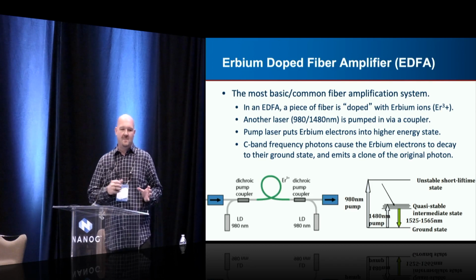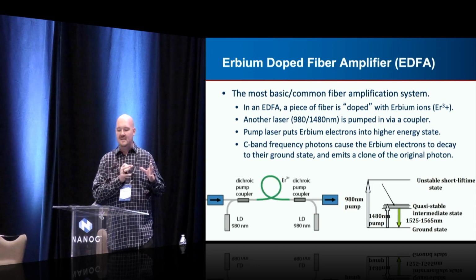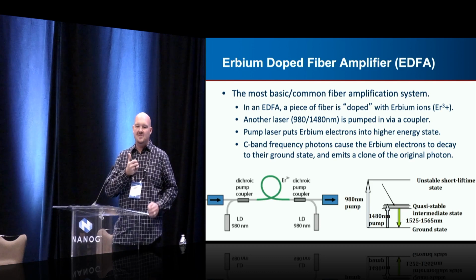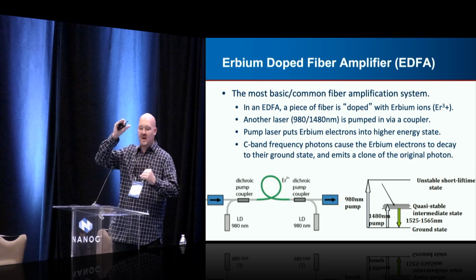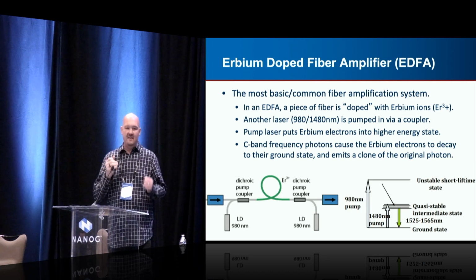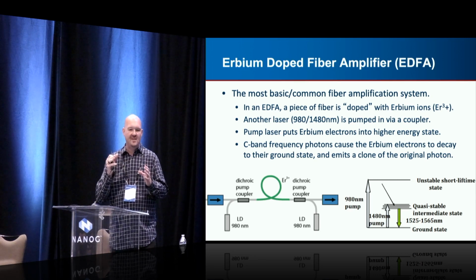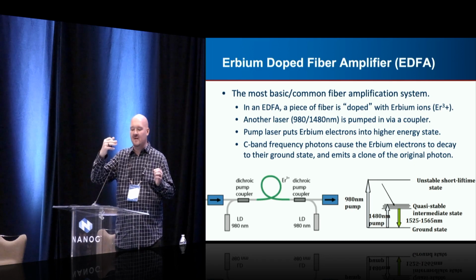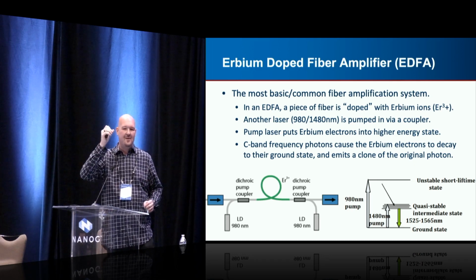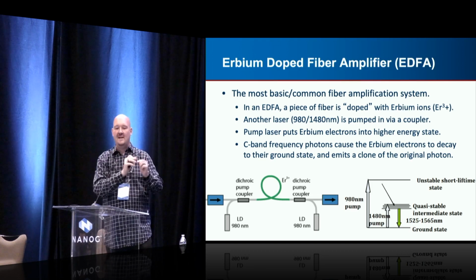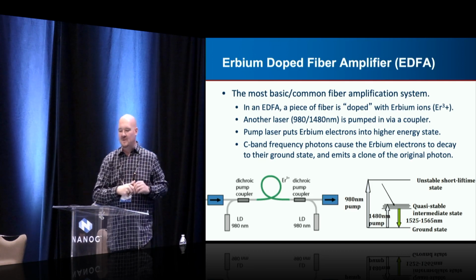What happens is the pump laser comes along and hits these erbium ions and bumps the electron into an elevated state. So you move up to a higher energy state. And then when the C-band frequency, the signal that you're actually trying to transmit, when one of those photons comes along and hits that excited erbium ion, it causes it to emit a clone of the photon and drop back down to the lower energy state. So that's all that's happening.